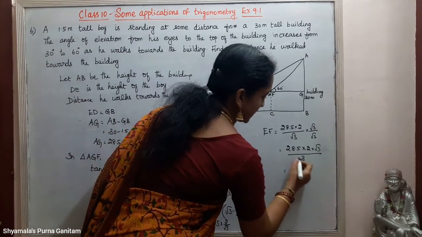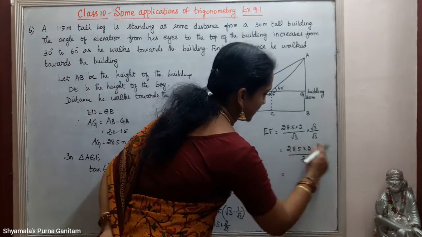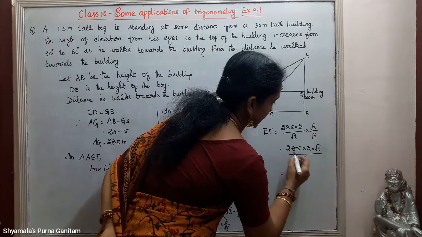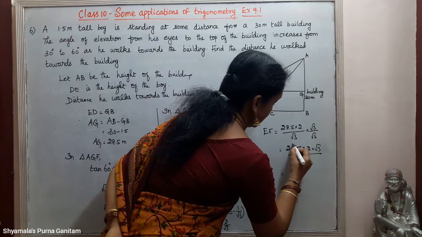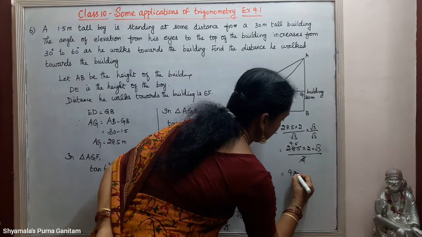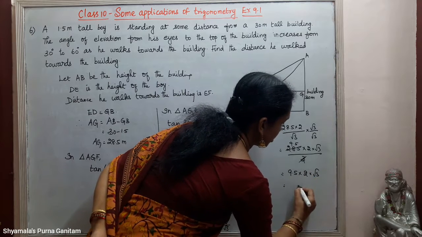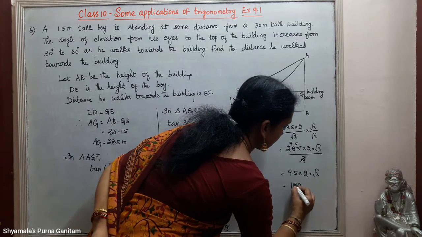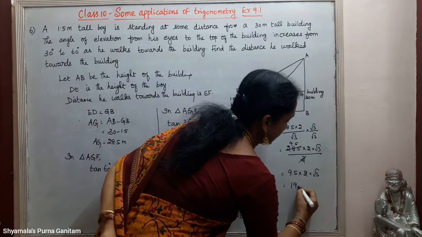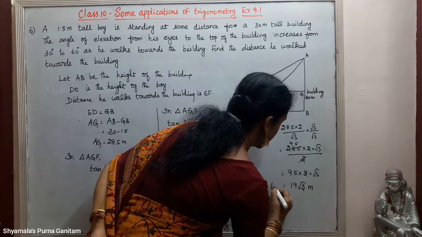When we simplify this, we cancel this 3 and this 28.5. 3 9s are 27, 3 5s are 15, so 9.5. 9.5 into 2 into root 3. 9.5 into 2: 5 2s are 10, 9 2s are 18 plus 1, 19. So 19.0 we can write as 19 root 3 meter. So this is EF.